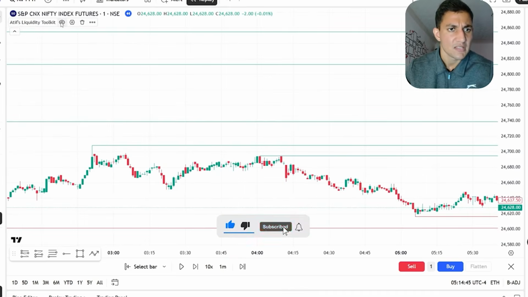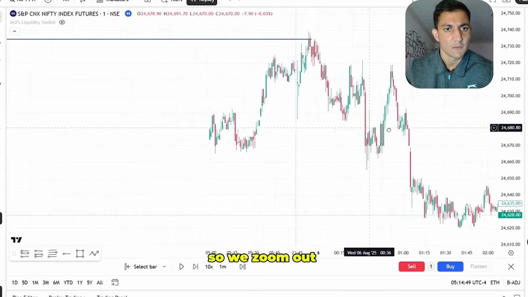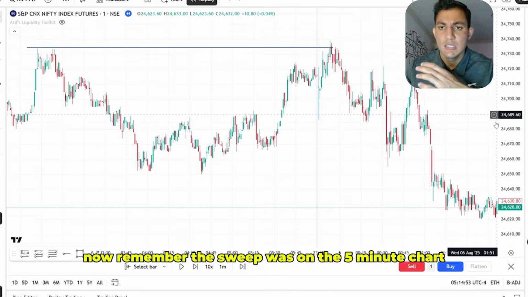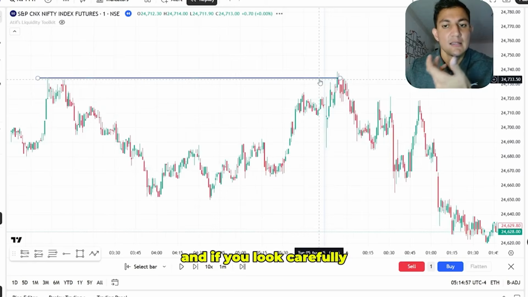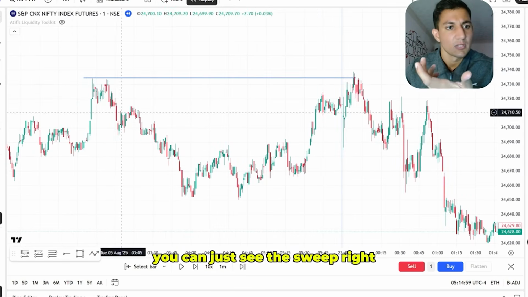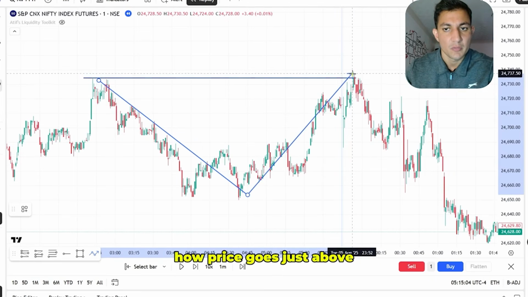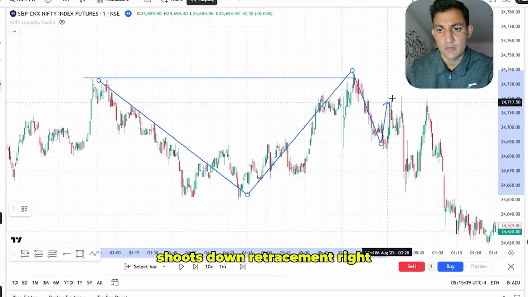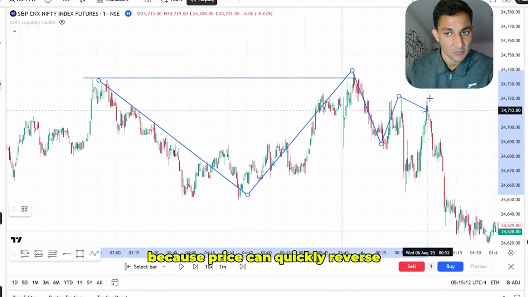Let's just turn off this indicator because it's basically served its purpose, right? So we zoom out. This right here is the sweep. Now remember, the sweep was on the 5 minute chart, so you can look for your entry on the 1 minute chart, right? You don't have to wait for a sweep again. And if you look carefully, you can just see the sweep, right? You can see price. And you remember that graphic I was showing you, how price goes just above, taking out anyone with their stops around this area, shoots down, retracement, ride price down. But again, don't get greedy, right? Because price can quickly reverse.